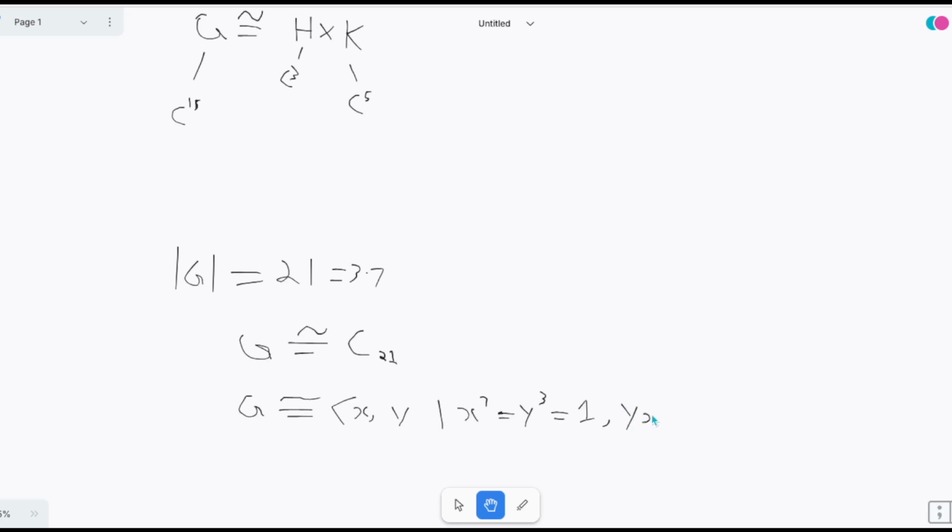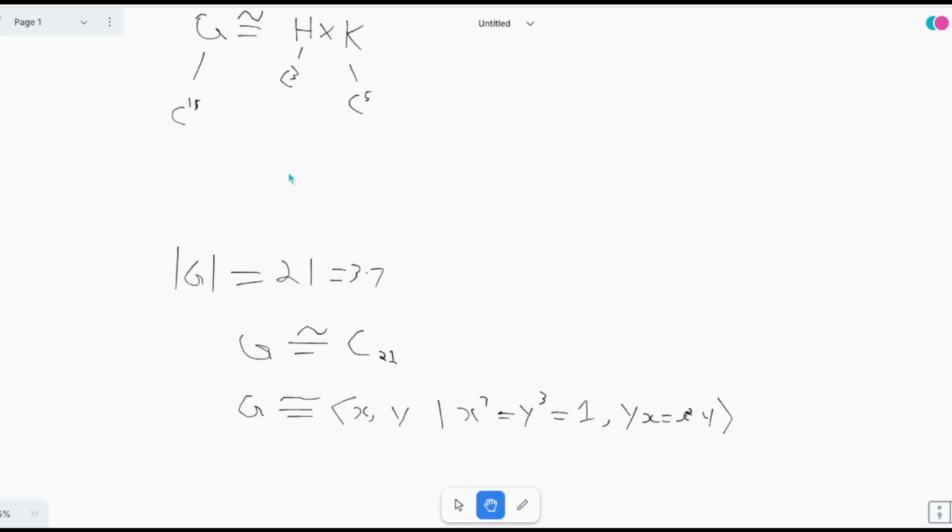And yx equals x squared y. Hopefully this group generator notation makes sense. Not 100% sure if you covered that or not, but it just means that we take the largest group we can such that it satisfies these conditions on x and y and is generated by x and y. And that will be the other option compared to the cyclic one.